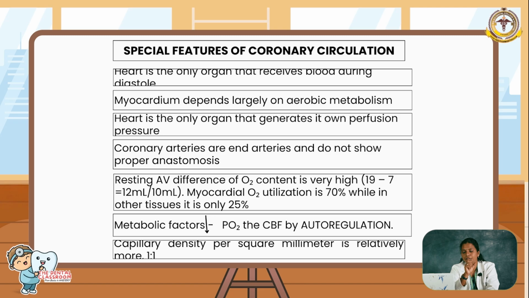The resting AV difference of oxygen content is very high. It is almost equal to 12 ml per 100 ml. So the myocardial oxygen utilization is 70% while in other organs it is only 25%. It is totally dependent on metabolic factors. Whenever the oxygen goes low, the coronary blood flow gets auto-regulated and manages its own blood flow. The capillary density is very high, almost equal to 1:1.